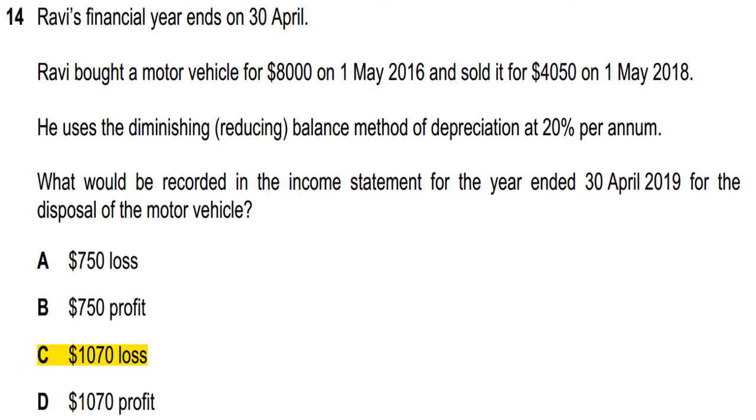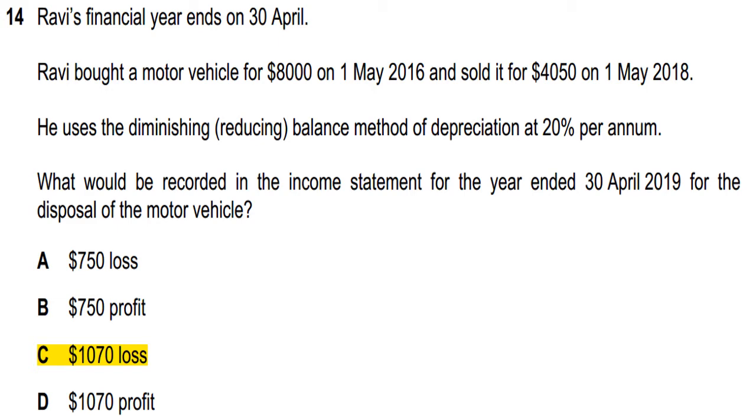And Ravi's financial year ends on 30th April. Ravi bought a motor vehicle for $8,000 on 1st May 2016 and sold it for $4,050 on 1st May 2018.